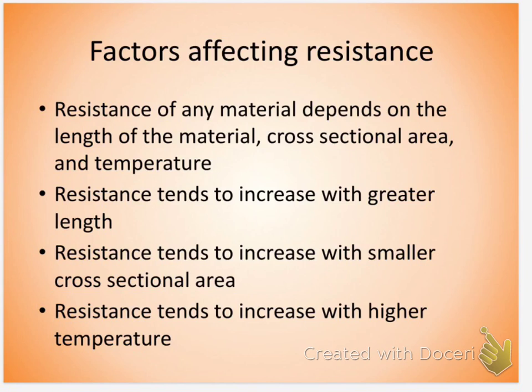If you have a very large pipe, you'll have lower resistance, you'll have lower frictional force. A big piece of wire will have less resistance than a small piece of wire. So very thin wires are going to tend to have higher resistance because they have a smaller cross-sectional area. And the hotter something gets, the higher the resistance tends to be.